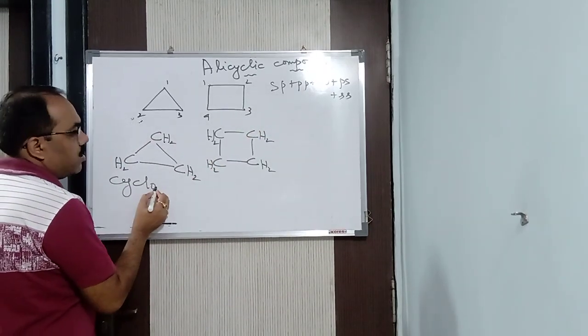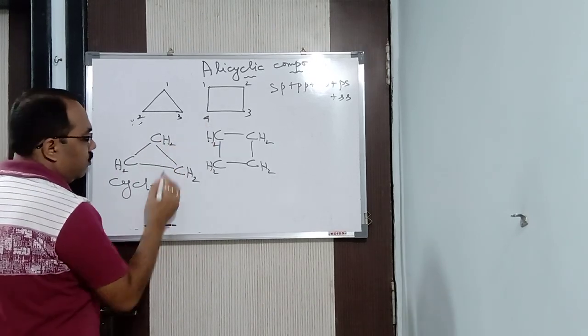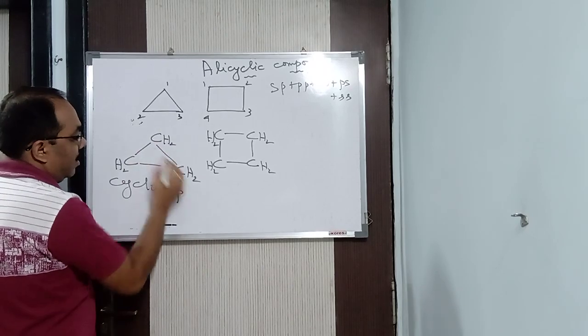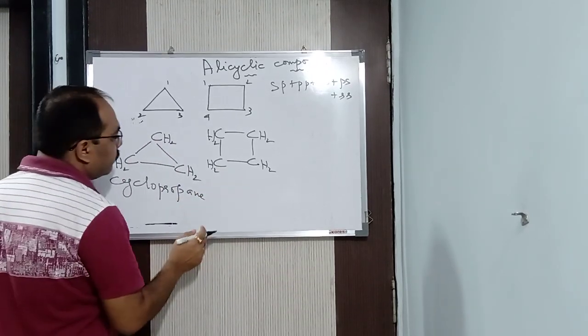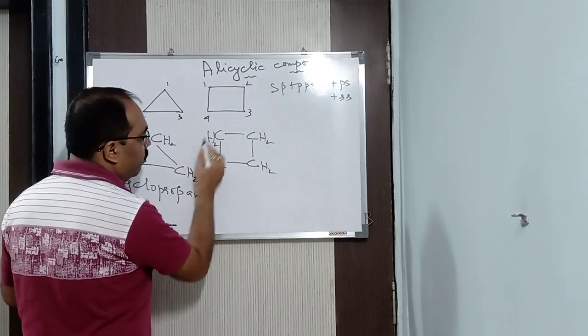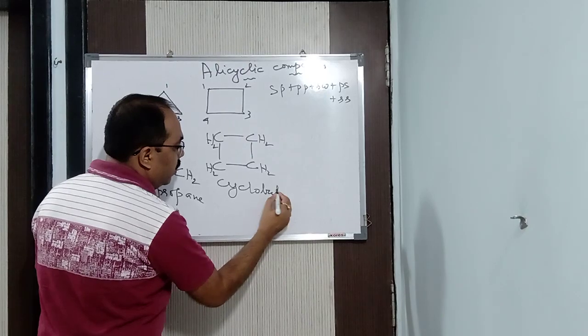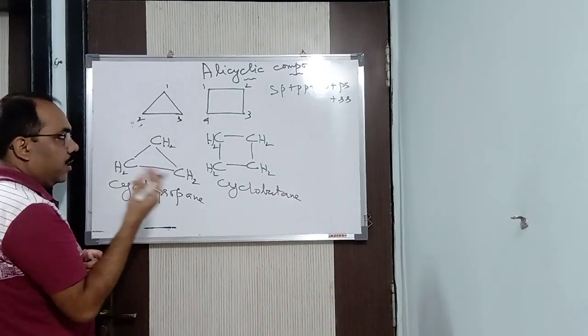What is the primary prefix here? Cyclo. Then what is the maximum number of carbon atoms here? 3, so the root word is prop. Now what is the primary suffix? You can see a single bond, that is ane. So cyclopropane. That's it. Similarly here you can see 4 carbon atoms, so the primary prefix is cyclo, the root word is but, the primary suffix is ane. So it is cyclobutane. Got it in this way.